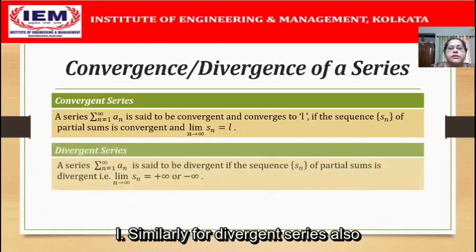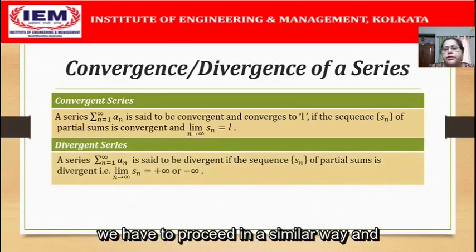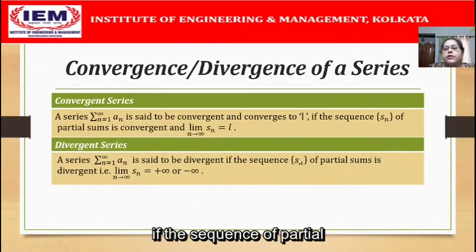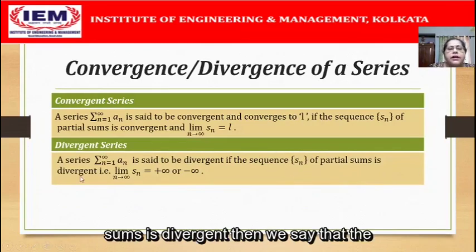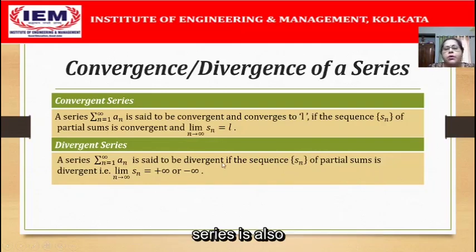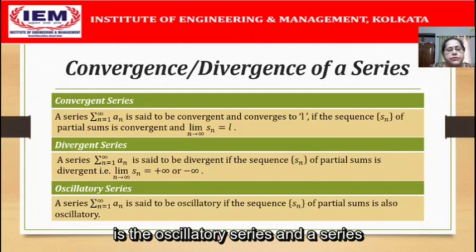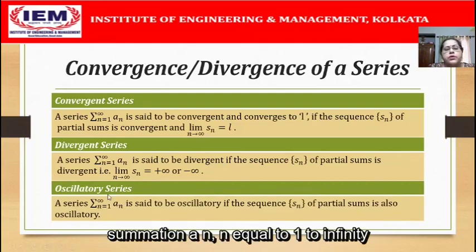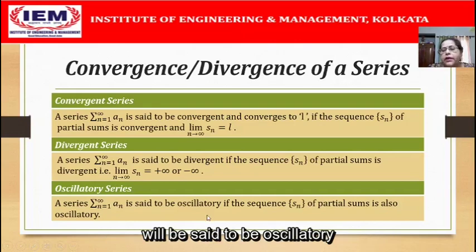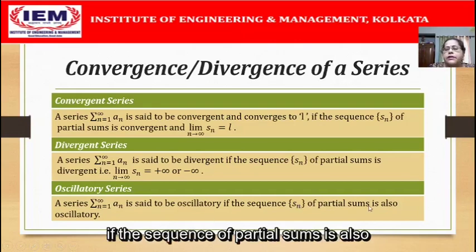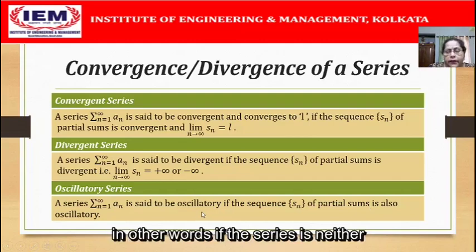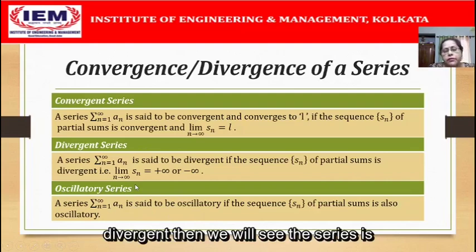Similarly, for divergent series, we proceed in a similar way. If the sequence of partial sums is divergent, then we say that the series is also divergent. The third one in this list is the oscillatory series. A series summation n equal to 1 to infinity An is said to be oscillatory if the sequence of partial sums is oscillatory. In other words, if the series is neither convergent nor divergent, then we say the series is oscillatory.